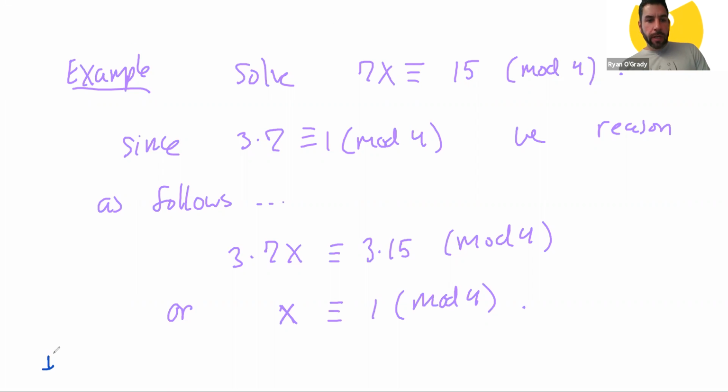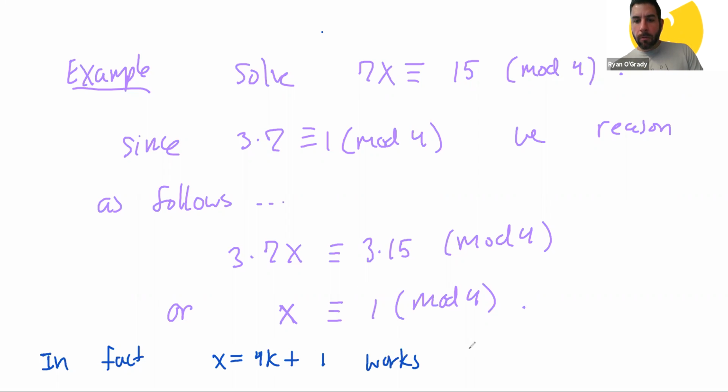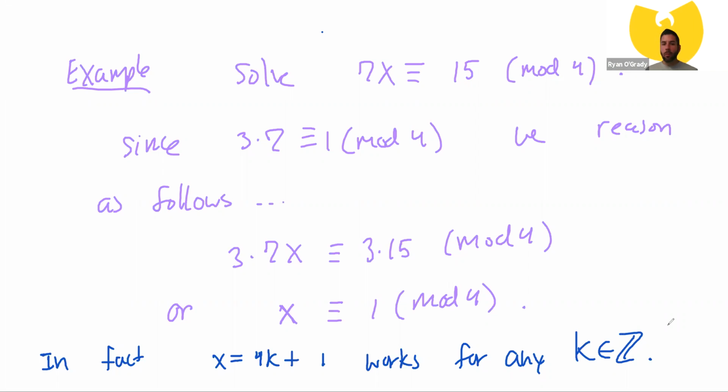And more is true. In fact, x equals 4k plus 1 for any k works, as long as k is an integer. Now why does that work? Because those are all the numbers that are congruent to 1 mod 4. If you subtract 1, you're left with 4k. That's clearly divisible by 4.